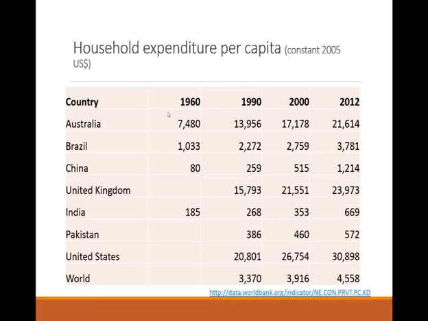And if you look here, Australia went from spending about $7,480 per capita in the 1960s to now about $21,000 per capita, so that's quite a large jump. But what you can see here is if you compare it to the world population, we're actually 4 times the world average of what we consume.